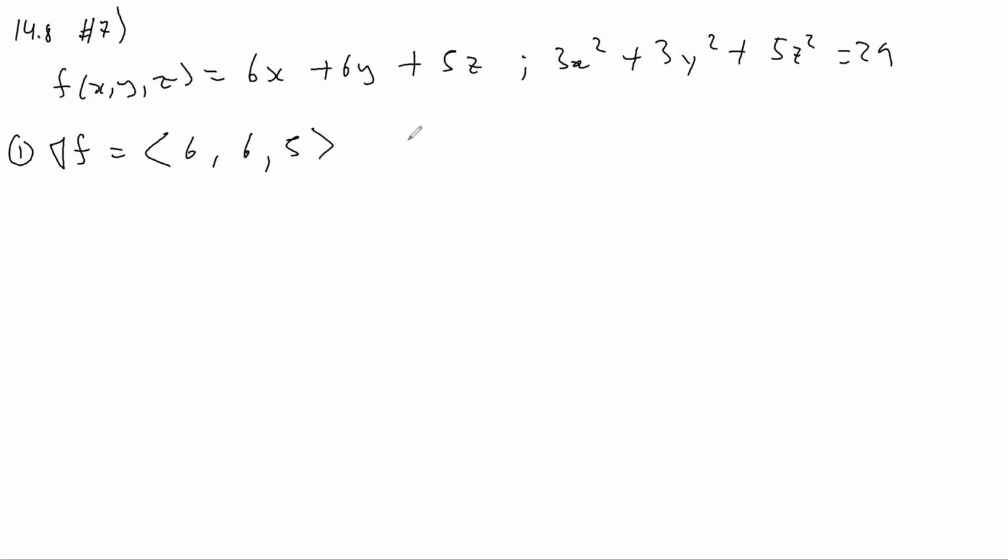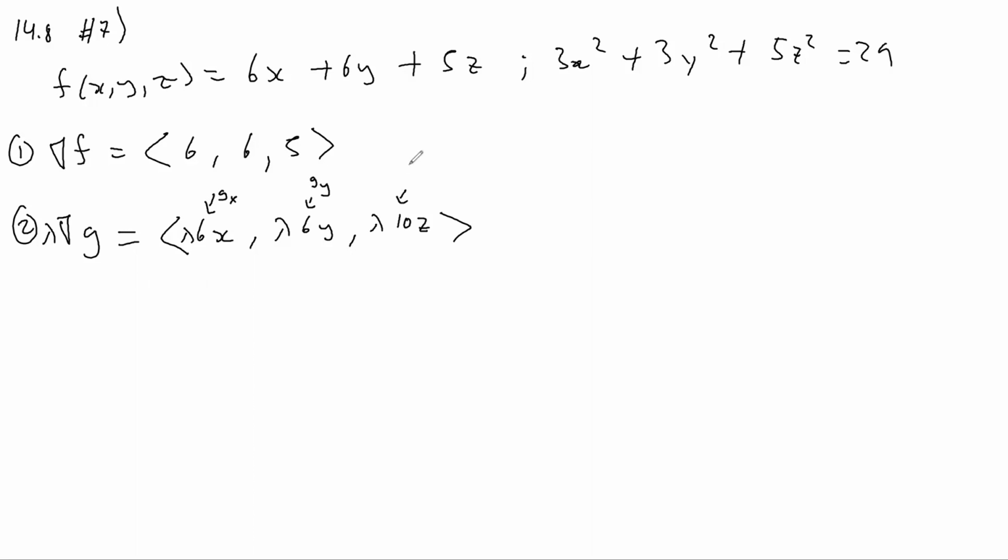Yes. All right, and then the second thing I want to do is find the gradient vector of g multiplied by lambda, which is going to be (6 lambda x, 6 lambda y, 10 lambda z), right? Because this is g sub x, this is g sub y, while this is g sub z.